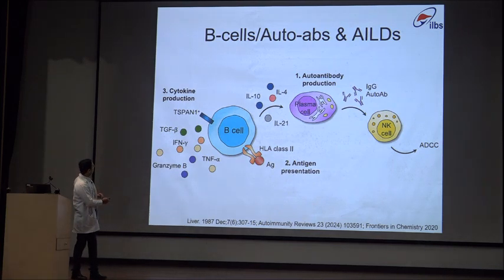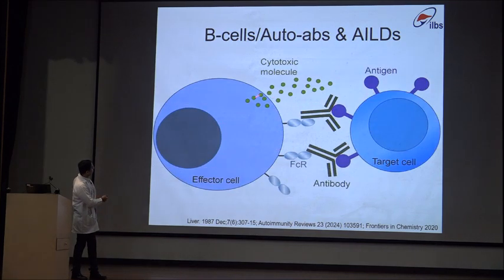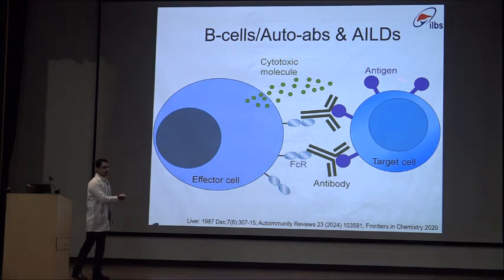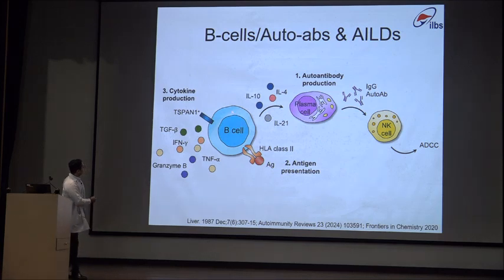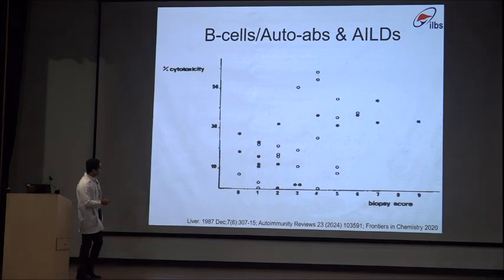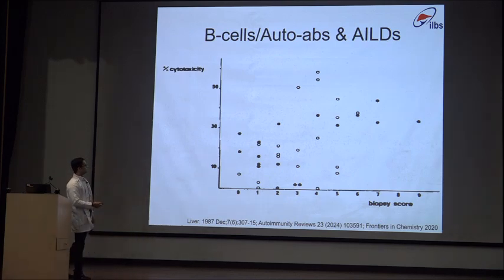I'll show the diagram. Yes, so you have an effector cell and you have a target cell. These are the antibodies. This is the FAB fragment, this is the FC fragment. This FC fragment aligns with these effector cells, and the FAB fragment aligns with the antigen, and this causes release of these cytotoxic molecules from the effector cells like NK cells and NK T cells, which causes the injury to the target cells. And B cells can also release these cytokines which can lead to an inflammatory cascade and cause hepatocyte injury. And this cytotoxicity has been shown to correlate with the biopsy findings of hepatocyte injury as early as 1987.